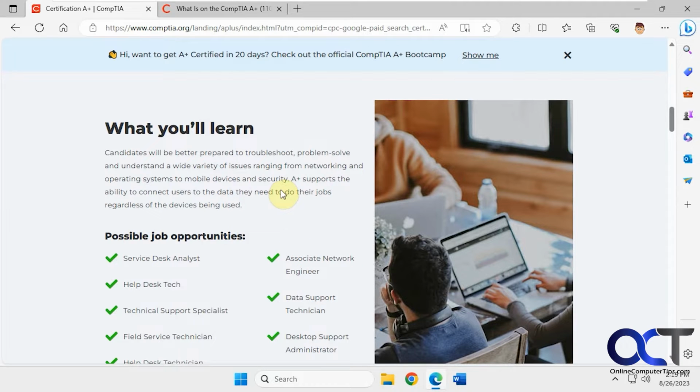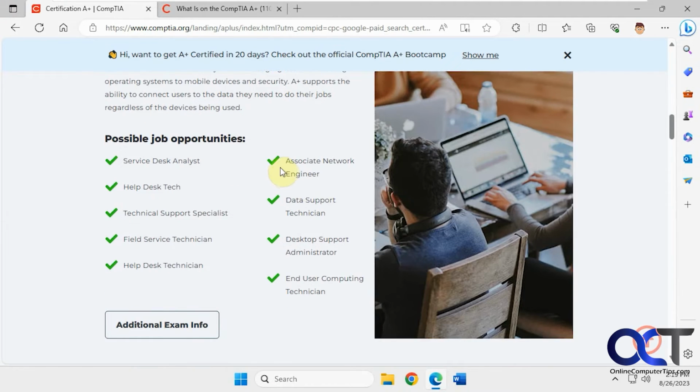Once you start the course, here's the type of things you'll be learning. Service desk, help desk, doing technical support. You'll actually do some networking and some virtualization as well within the course here, which they didn't have at the beginning of the A Plus, so they've added all this stuff later. Desktop support, end user computing technician.